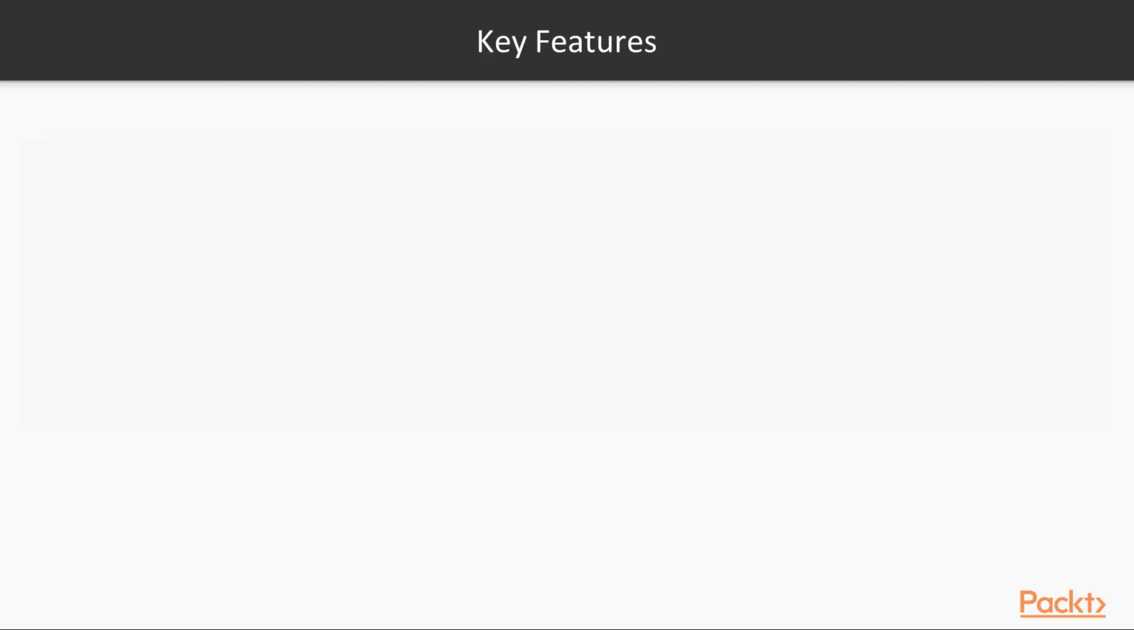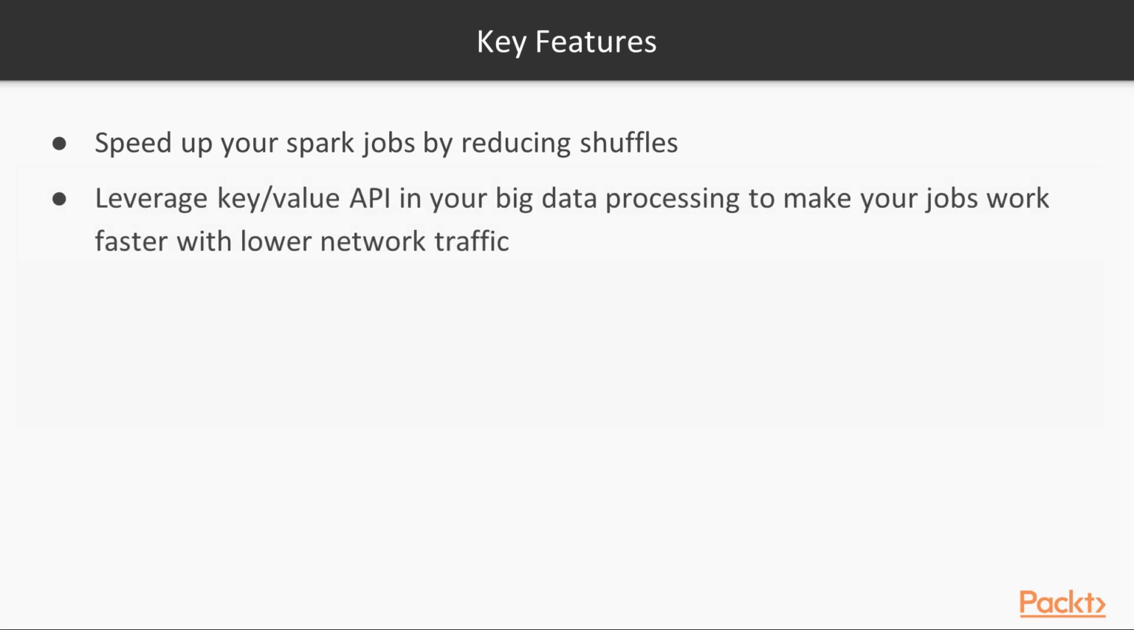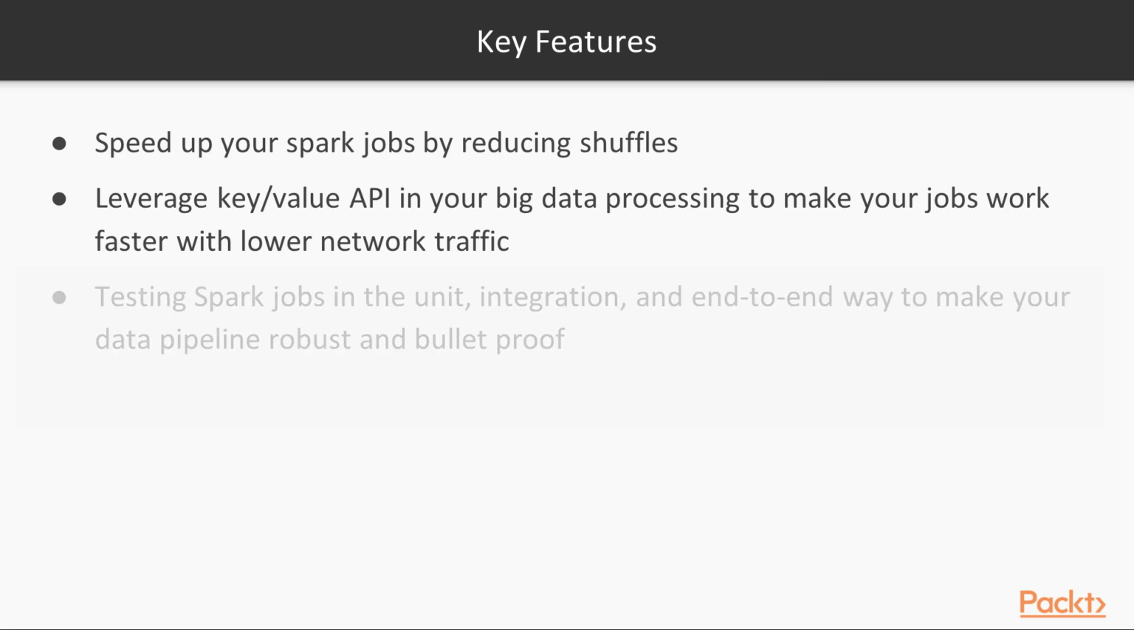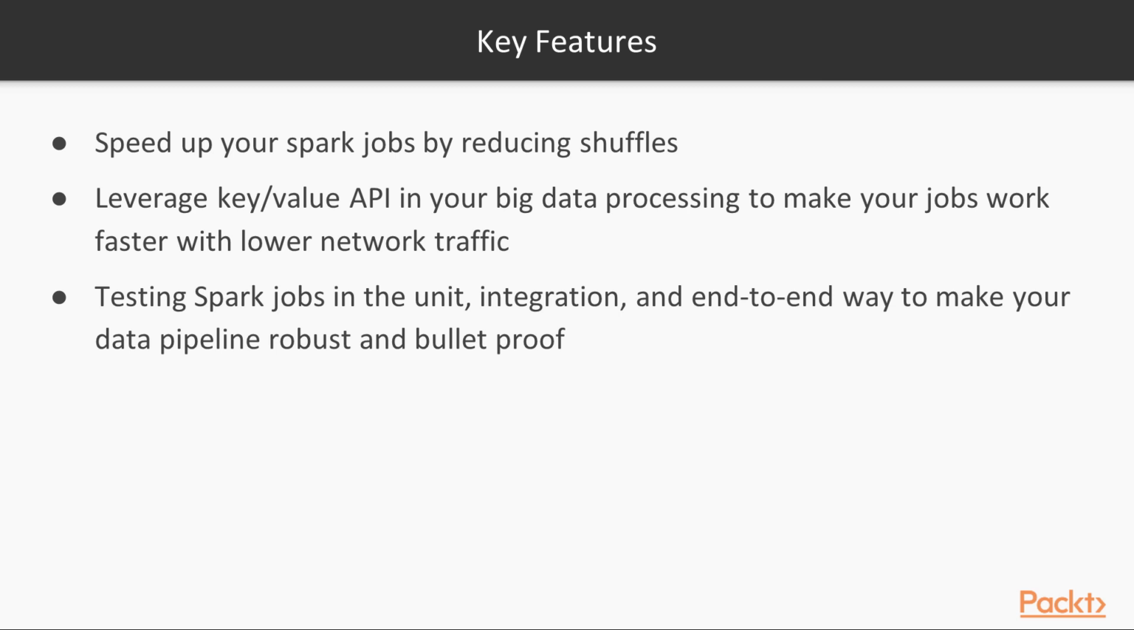So first key feature is that you will be able to speed up your Spark jobs by reducing shuffles. This is very interesting and useful topic to understand. Then you will be leveraging Key Value API in your big data processing to make your jobs work faster with lower network traffic between executors, between nodes. Also, we'll be testing Spark jobs in the unit, integration and end-to-end way to make your data pipeline robust and bulletproof.